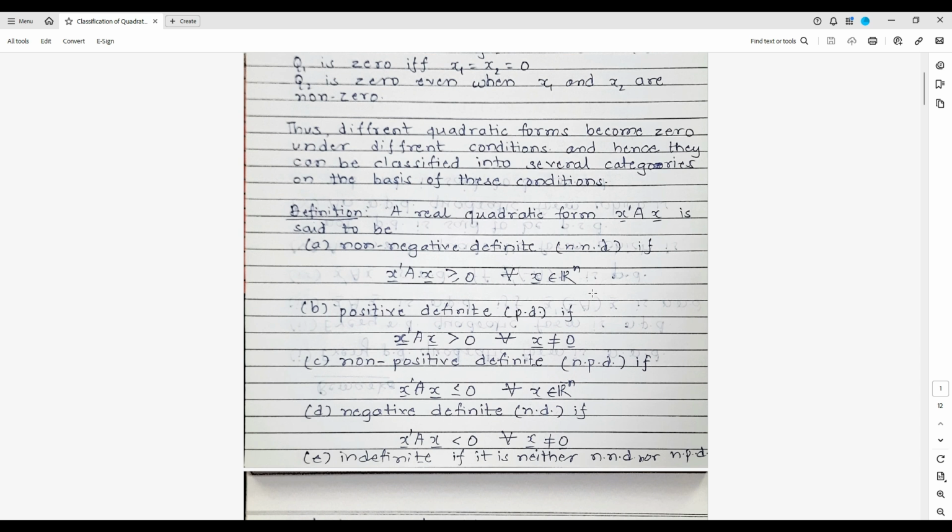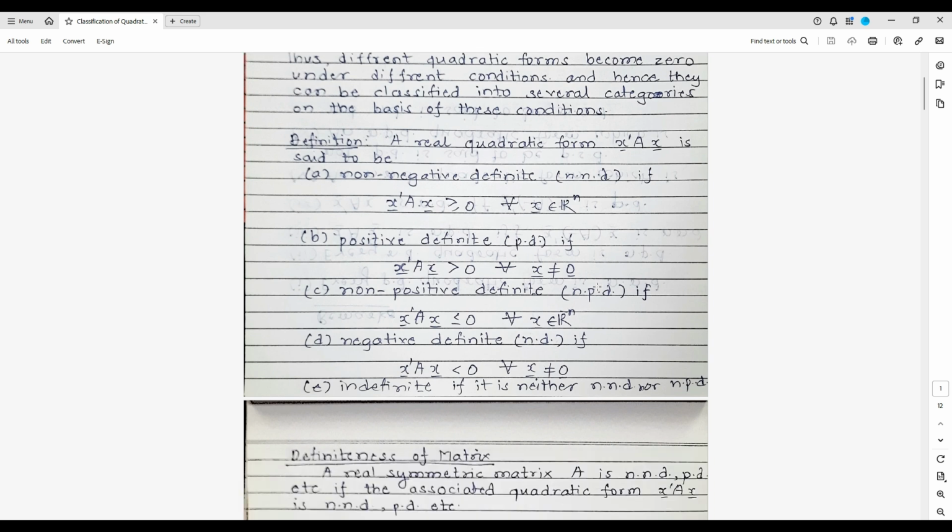That means if the quadratic form takes negative values for some values of x, becomes positive for some values of x, and becomes 0 for some other values of x, then such a quadratic form cannot be classified. Such a quadratic form which is neither non-negative definite nor non-positive definite is called indefinite. This is not the end. There are two more categories.